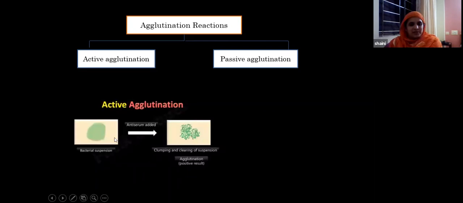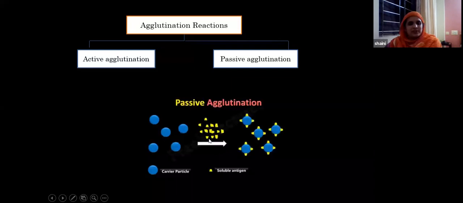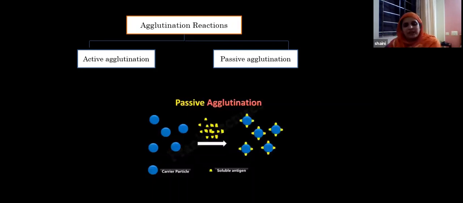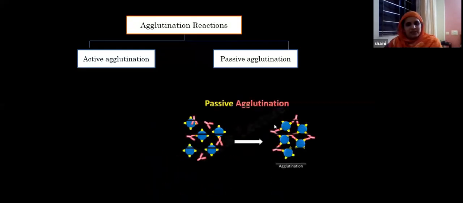For example, this is a suspension, and you see the clumping here. This is visible to the naked eye. Passive agglutination is used when the antigen is very small and the reaction cannot happen unless you attach it to an external carrier particle, which can be a bead. That is our bead agglutination test, or latex agglutination test. You have many agglutination tests, and finally this also forms an agglutination product or a lattice formation.